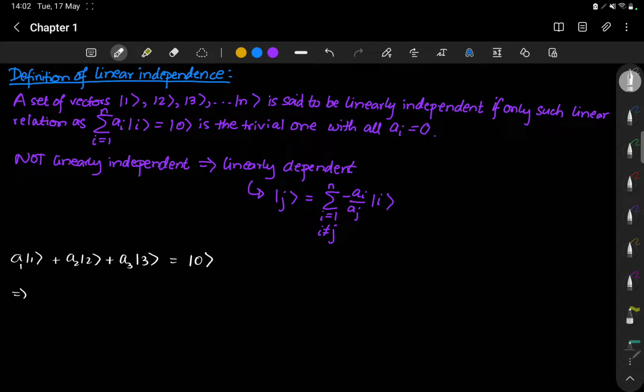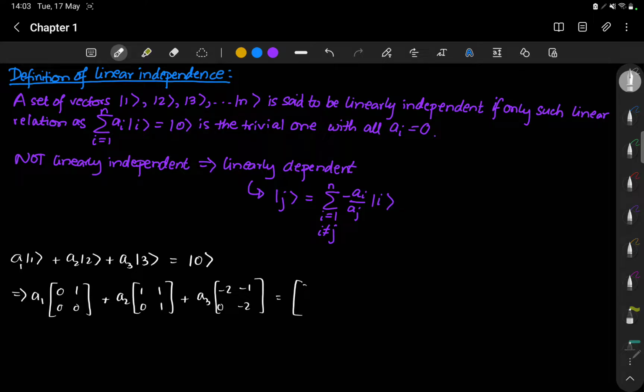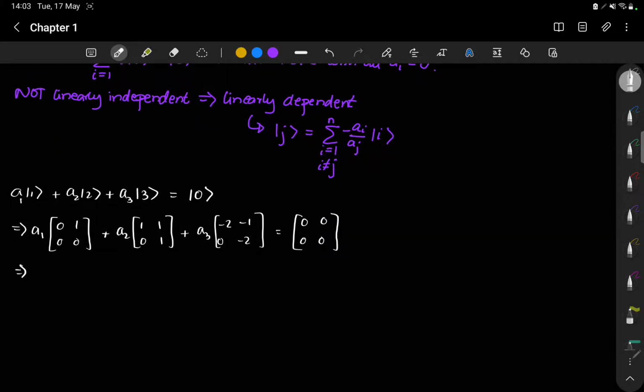So let us write down the matrices that we have. The first matrix is 0 1 0 0. The second matrix is 1 1 0 1, and the third matrix is -2 -1 0 -2. This we need to set equal to the null vector or the null matrix. So let us try and solve this equation, and let us see if we are able to find out the values for these A1, A2 and A3.